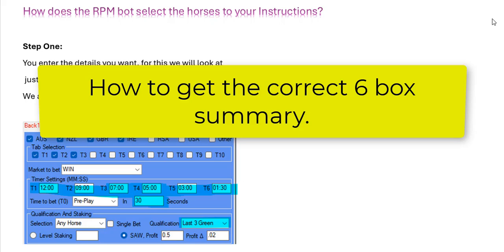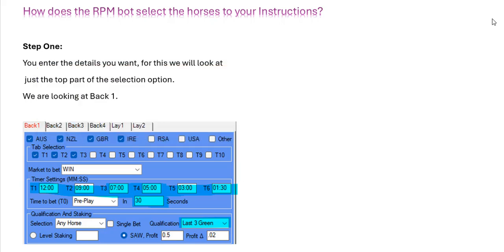A lot of Racing Price Monitor people have jumped on the RPM bot, and I just need to explain a few things because I get some emails about the little boxes not lining up with what people thought they would line up with. So in this video, we're going to show you how the RPM bot selects the horses according to your instructions. As you're well aware, you've got the instructions below. So let's have a look.